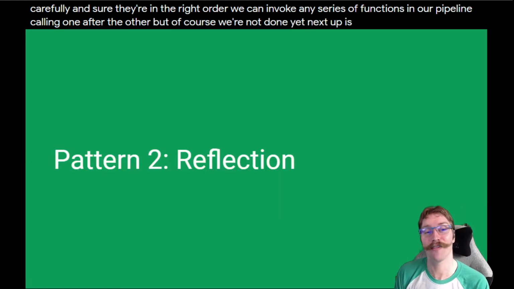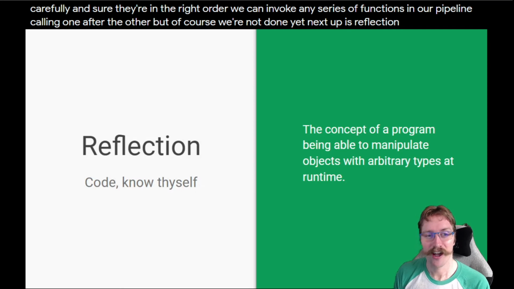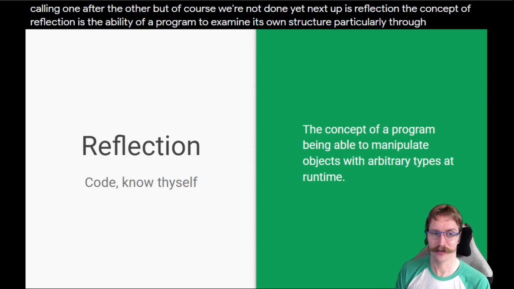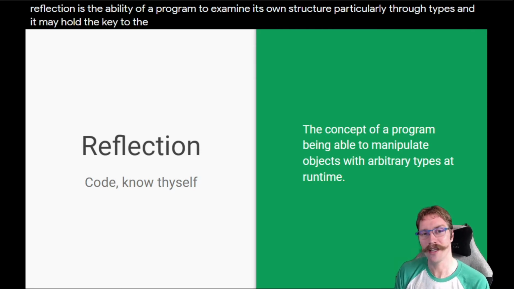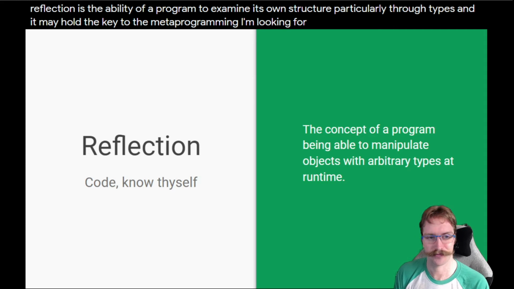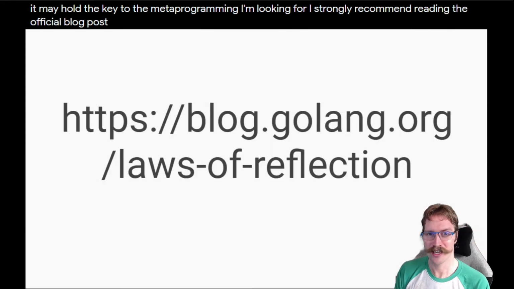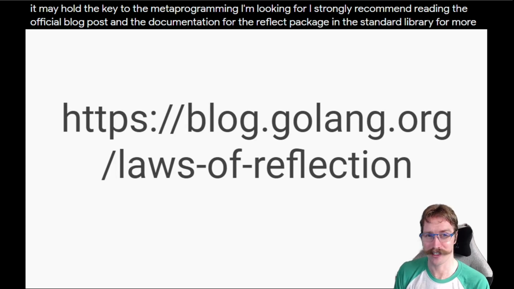Next up is reflection. The concept of reflection is the ability of a program to examine its own structure, particularly through types, and it may hold the key to the metaprogramming I'm looking for. I strongly recommend reading the official blog post and the documentation for the reflect package in the standard library for more details.